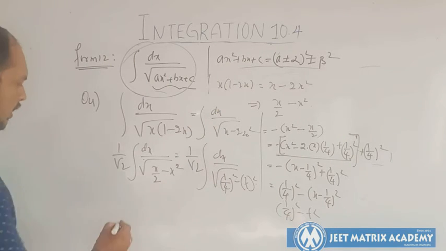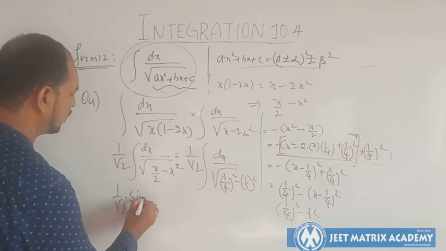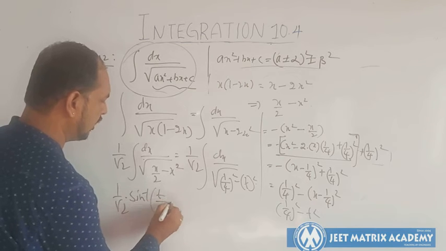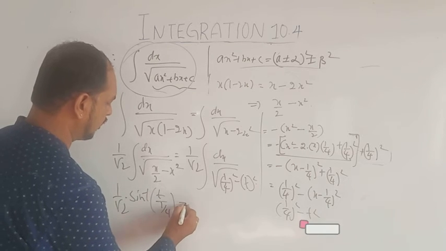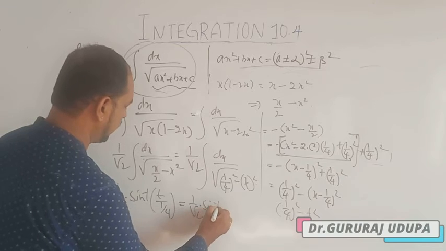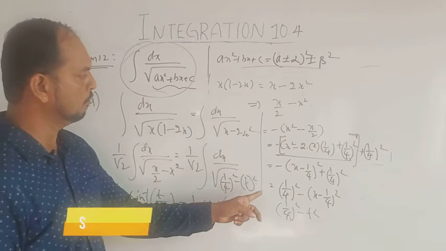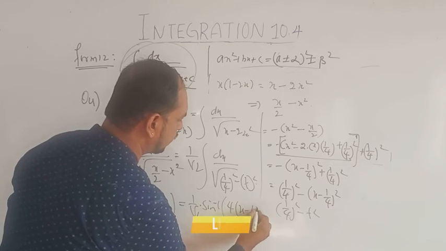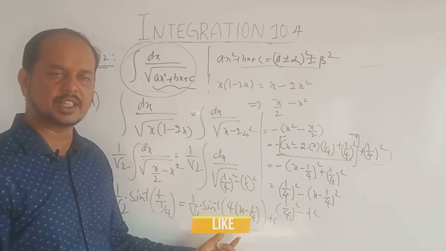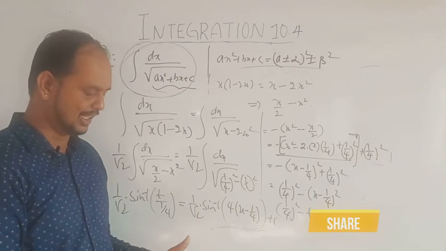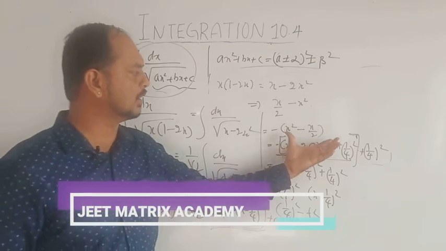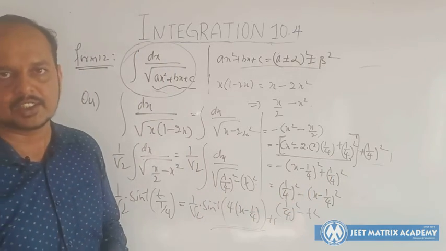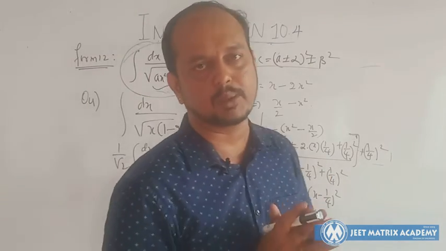a square minus t square, that is 1 by root 2 into sine inverse of t by 1 by 4, that is equal to 1 by root 2 into sine inverse of t, which is x minus 1 by 4, divided by 1 by 4, plus c. You can simplify further or keep as it is. So hope you are getting how to simplify or manipulate the given equation as per the format. This is the most important thing in this kind of problems.